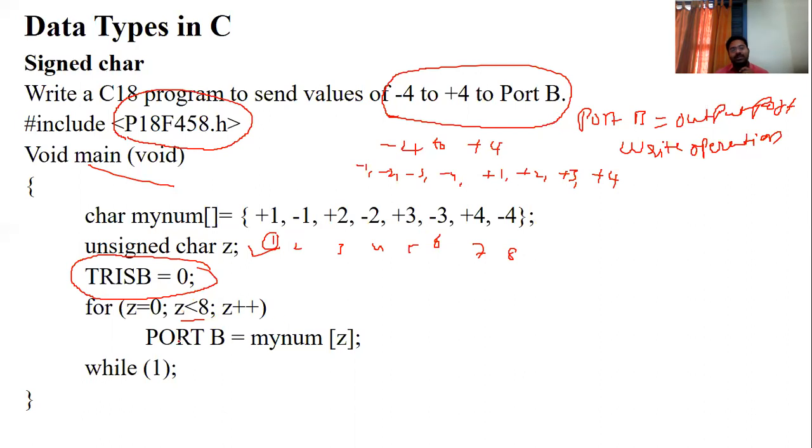Then z plus plus. So port B is equal to my number z. So z, you can assign all these values to the z. You can assign all these 8 values to the z. So that's why you can consider the unsigned character as z. Remember, we are taking signed characters as plus to minus. You can assign all these values to the z. So again, simply you just put port B to the z values.